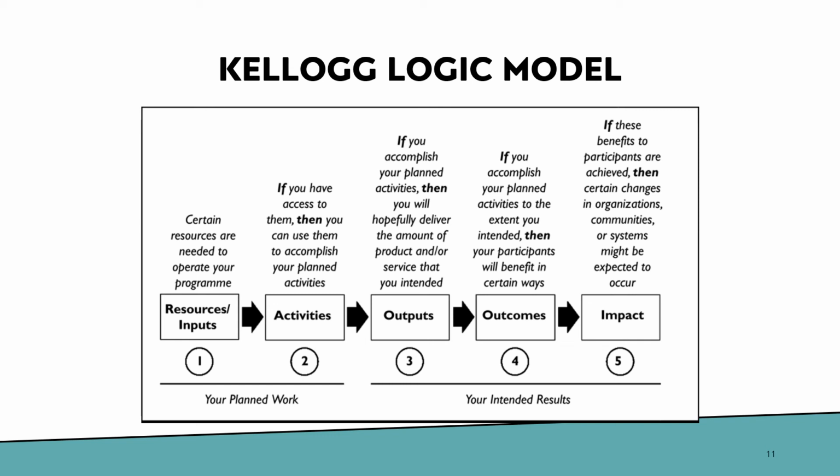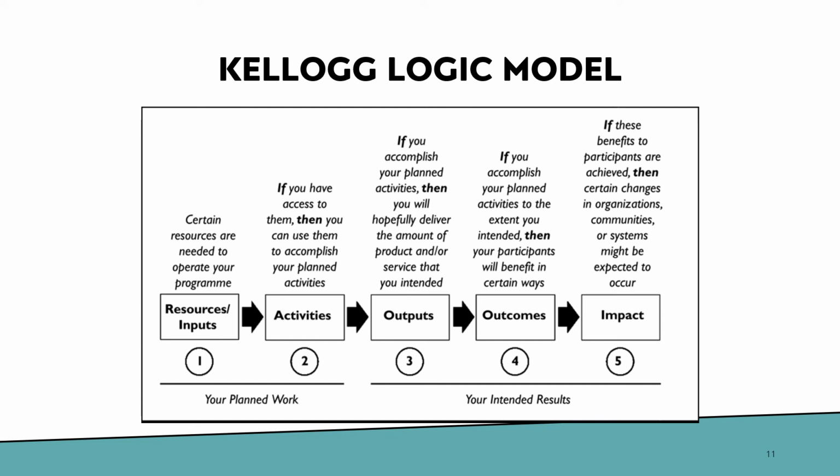And then if you have access to the resources and the inputs, then you can use them to accomplish your planned activities. So if you have those resources, then you can create activities. If you accomplish your planned activities, then you will hopefully deliver the amount of product and or service that you intended. So if you do your activities successfully, you should show evidence of those activities, right? Those are the outputs of the program. So your activities are training community health workers. The outputs would be community health workers.